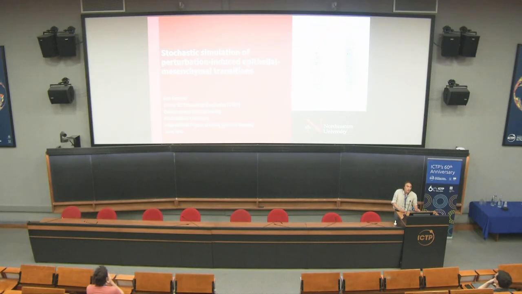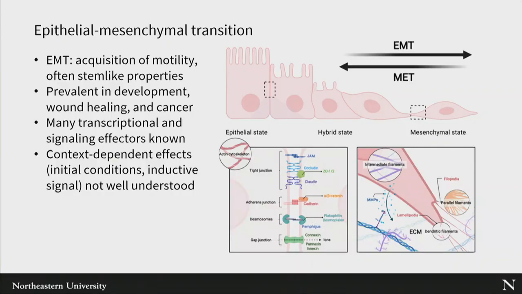Hi, my name is Dan Ramirez, and I just finished my first year as a grad student in bioengineering at Northeastern University. Today I'm going to talk about some of my work modeling gene regulatory networks and cell state transitions.